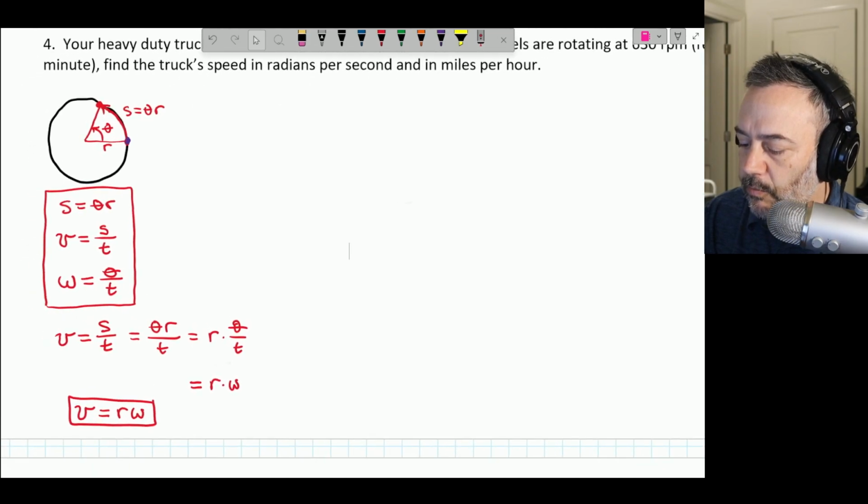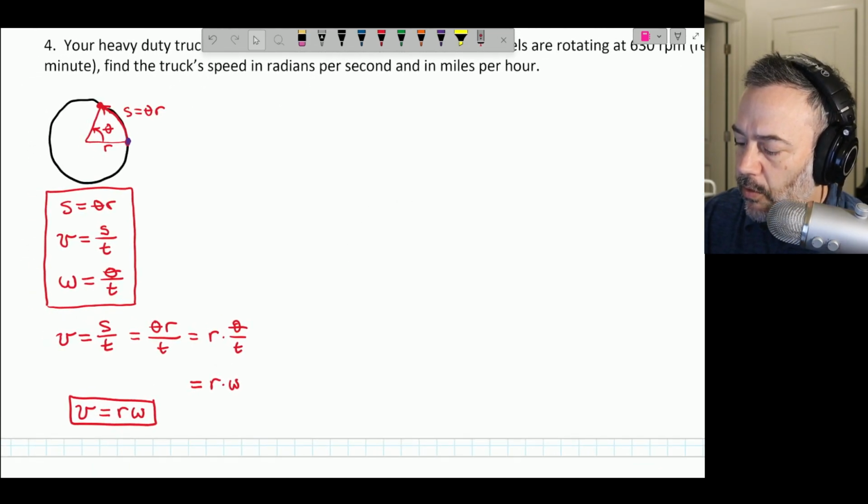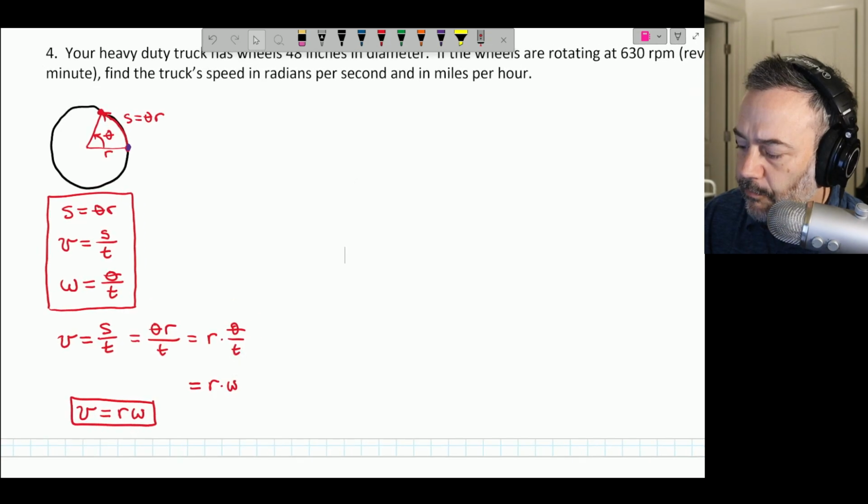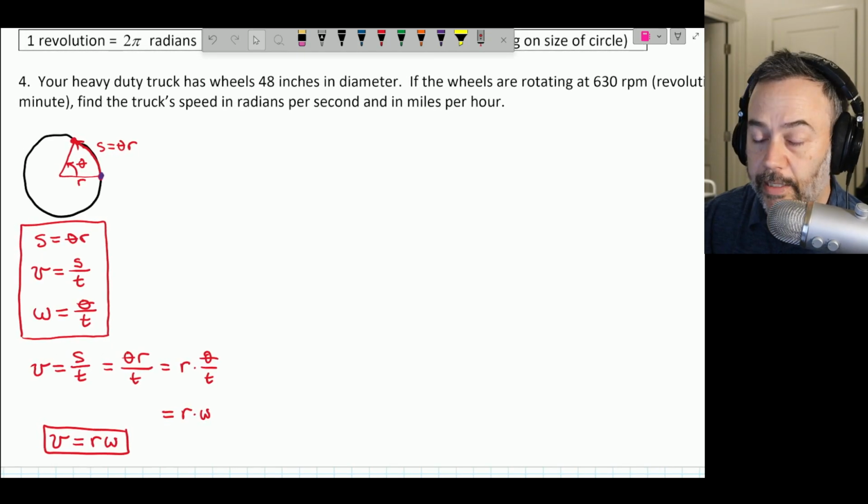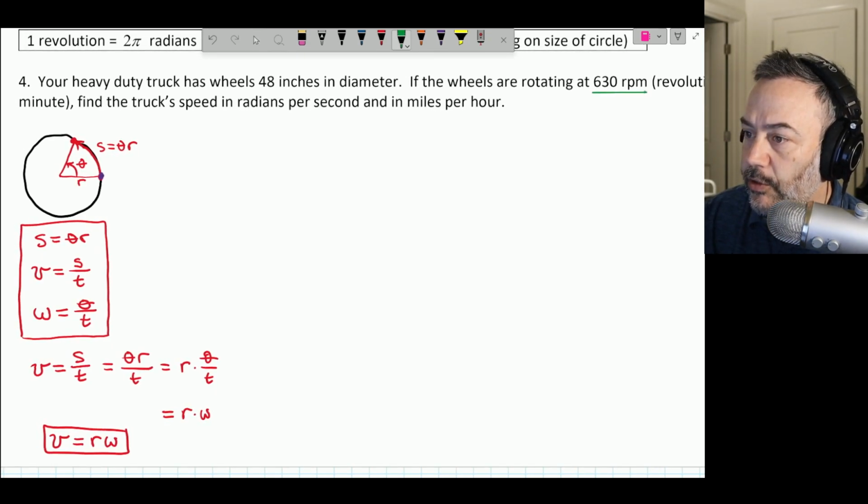Okay, let's work through this now. So we are given that it's rotating at 630 revolutions per minute.